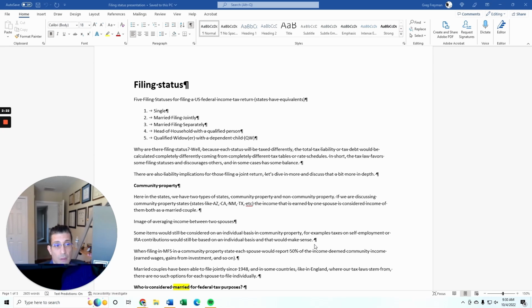What is the reason that we have these filing statuses? Well, obviously it's to determine your taxable income and your tax liability. So this is where it starts to vary. It's because you're allowed different deductions, and there are going to be different rates involved when you're going through these filing statuses.